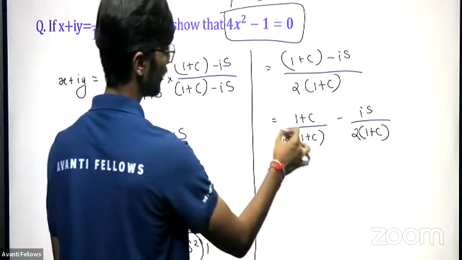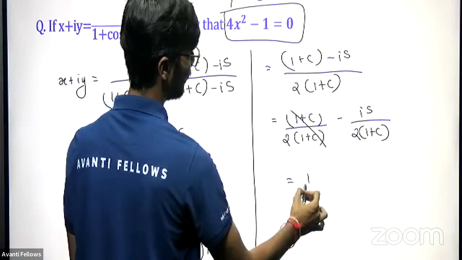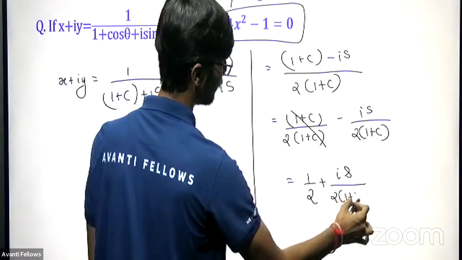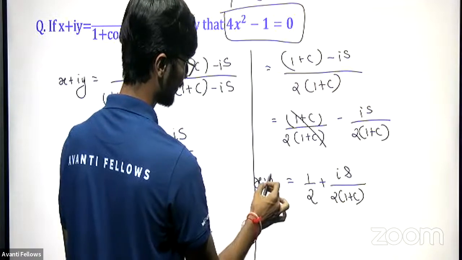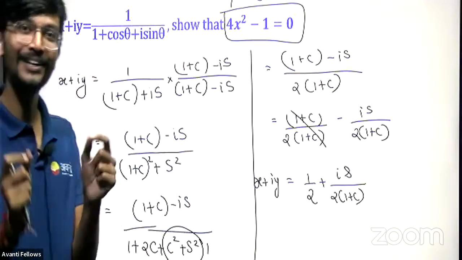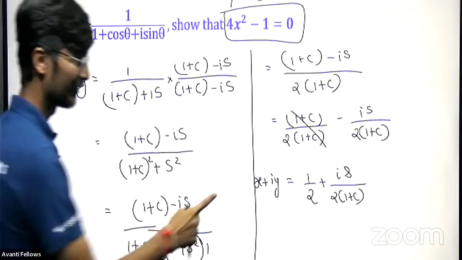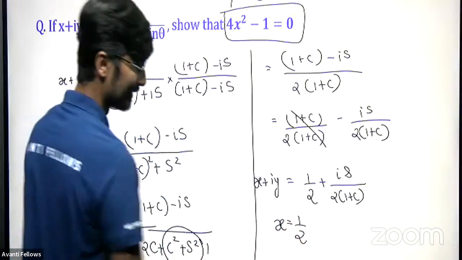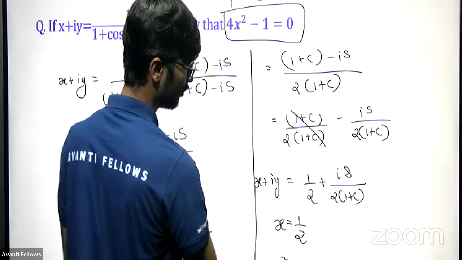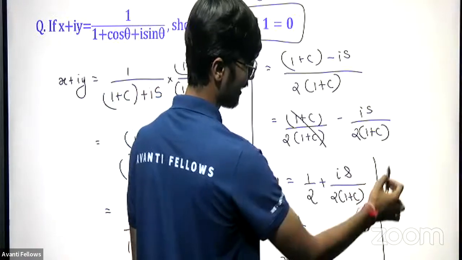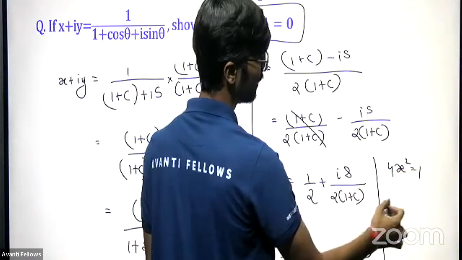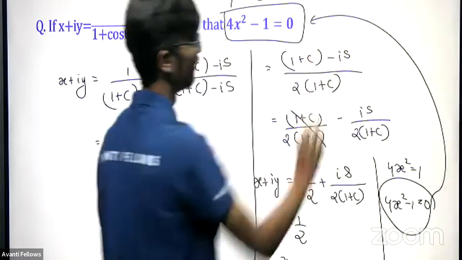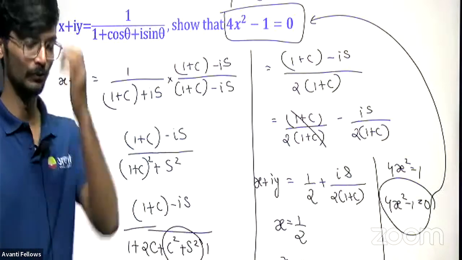So here you can see 1 plus cos gets cancelled. I'll be left with half plus i sin upon 2 into 1 plus cos, which is equal to x plus iy. Do you remember equality of complex numbers? Yes, we are going to use equality of complex numbers. So I'll get x equals half. That means 2x equals 1. If I square on both sides, I'll get 4x square equals 1. And finally, 4x square minus 1 equals 0, which we needed to prove.